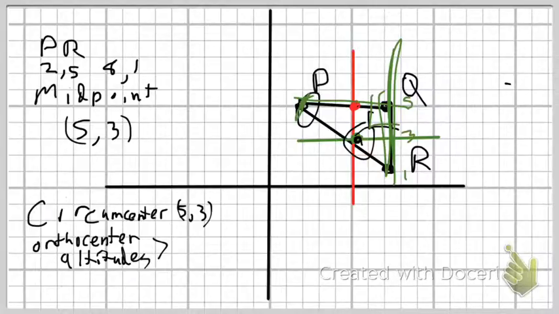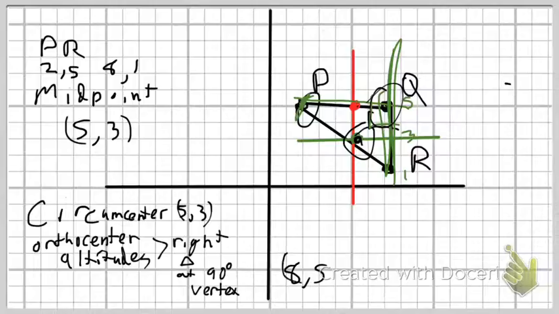And if you remember when we talked about the orthocenter, I gave you a list. If it is an acute triangle, it's going to be inside. If it is an obtuse triangle, the orthocenter is going to be outside the triangle. And if it is a right triangle, it is going to be on the right angle. So that's going to give you, at the 90-degree vertex, that is point Q, which gives us (8, 5) as the orthocenter.